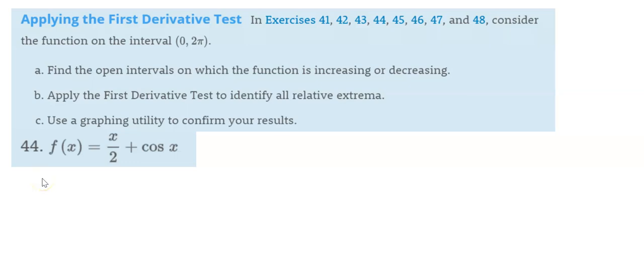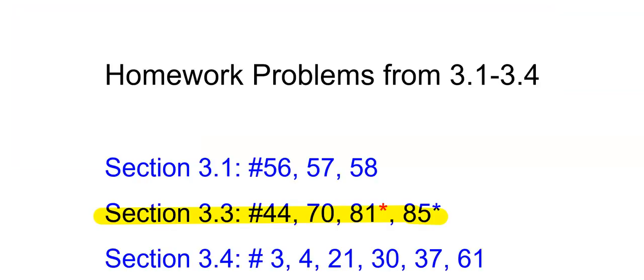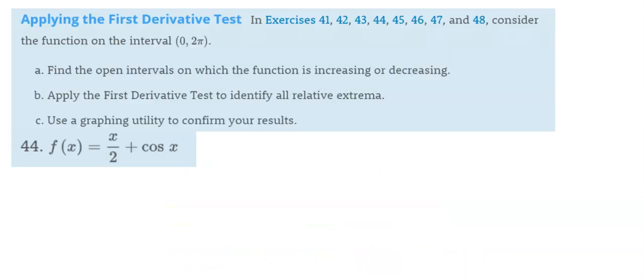Okay, in this video we will be talking about the first derivative test. We are going to be doing numbers 44, 70, 81, and 85. The reason I have 81 and 85 highlighted is because you're not actually going to be tested on those in the buddy quiz, but I'll do it anyway. Here's 44.